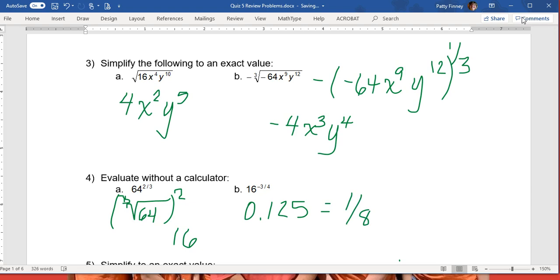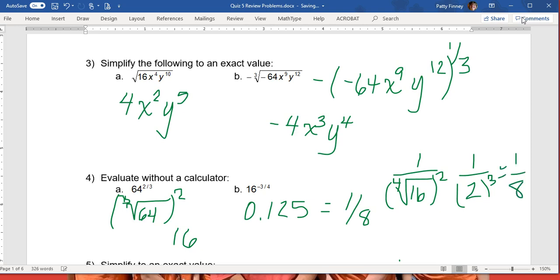But hey, that's okay. The other reason I happen to know that is 16 to the negative 3/4 means 1 divided by the 4th root of 16 cubed. Well, the 4th root of 16 is 2. 1 divided by 2 cubed. And that is 1/8. Just an FYI.